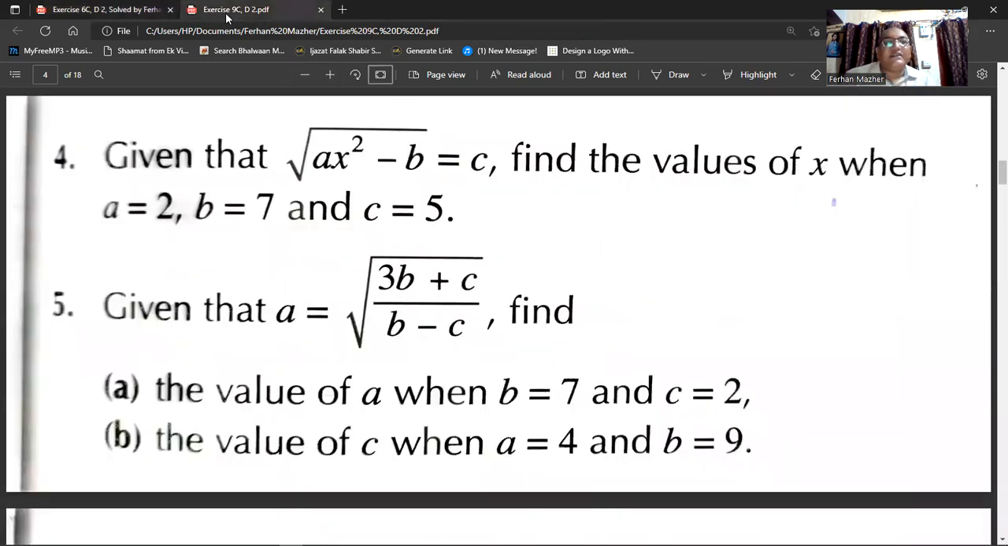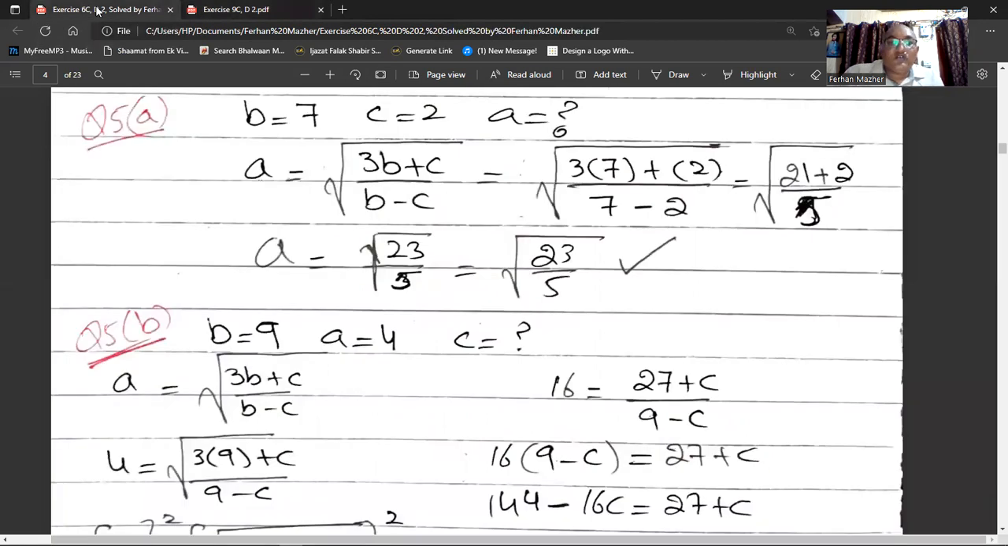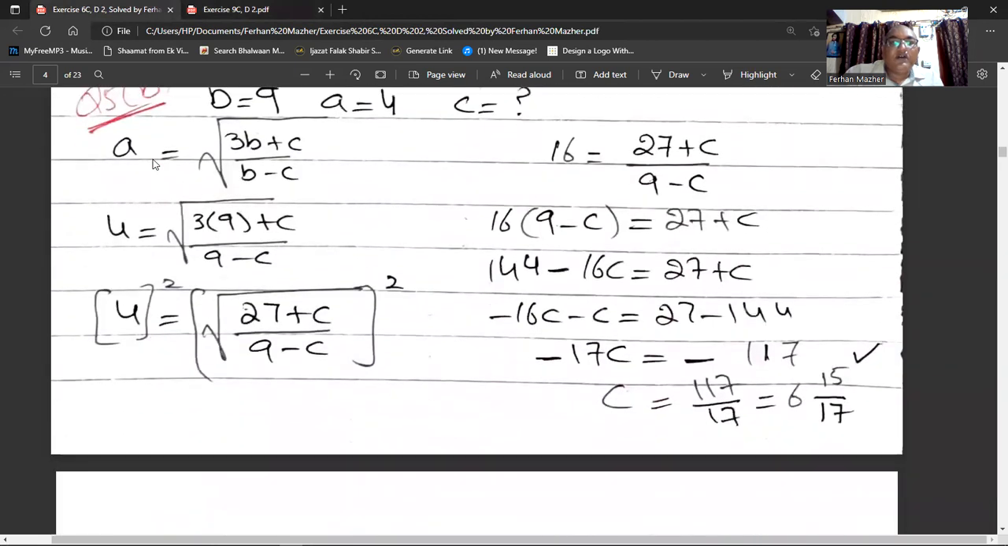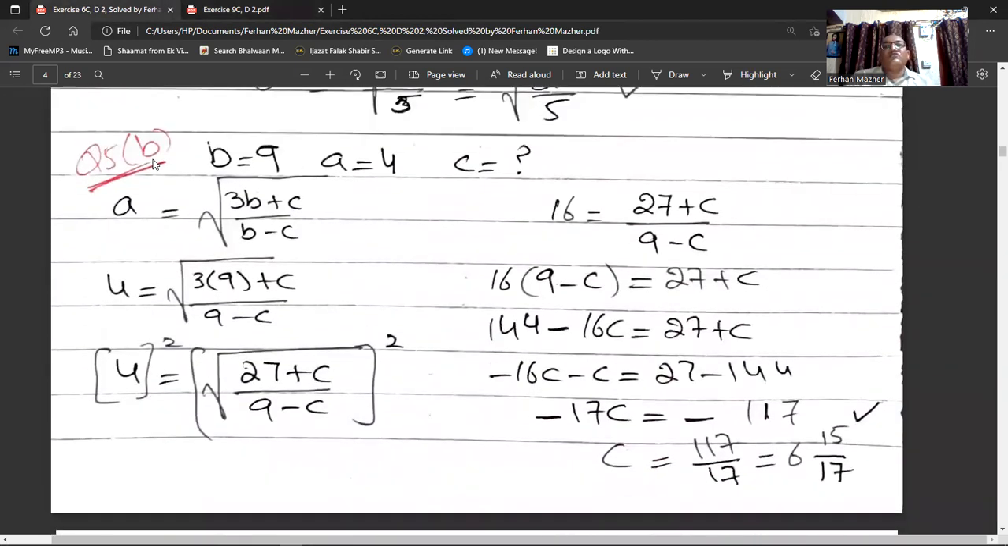I hope you understand. The b part is the value of the c when the a is 4 and the b is 9. Remember, the c is on 2 places and it is under the radical sign also. The A value is 4, B value is 9, the C is the question. So let's see, we can do that. And here we go. On your screen, B is equal to 9, A is equal to 4, C is the question.